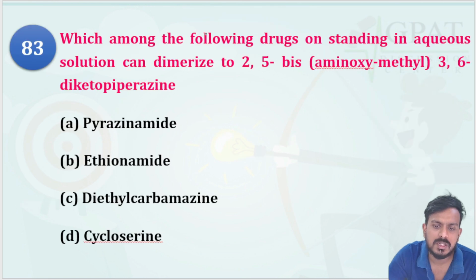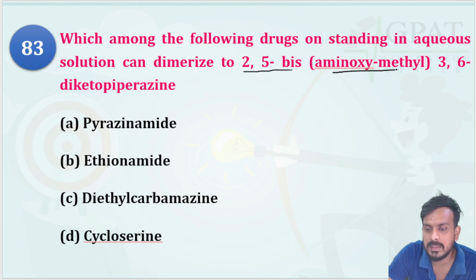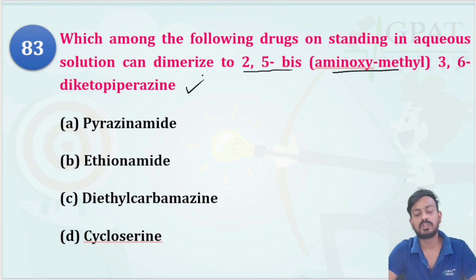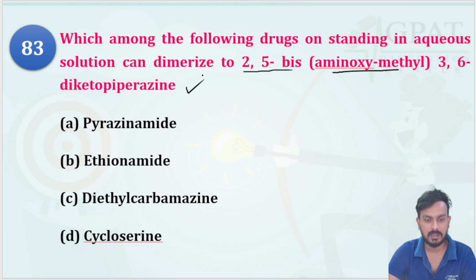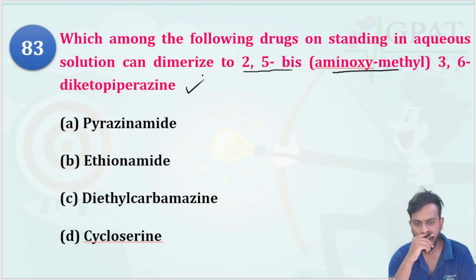Next: which among the following drugs, on standing in an aqueous solution, can dimerize to 2,5-bis(aminooxymethyl)-3,6-diketopiperazine? So it is asking which of the following drugs will, on standing in aqueous solution, form a dimer. The options are pyrazinamide, ethionamide, diethylcarbamazine, or cycloserine.